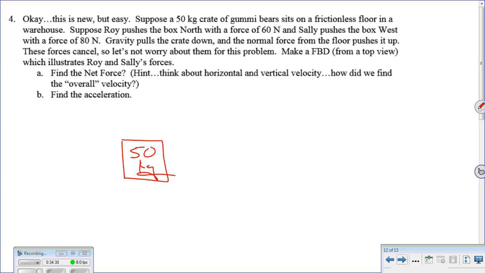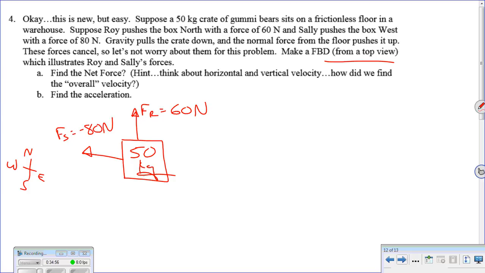So what we're going to do is we're going to make a top view free body diagram. So we're going to have north, south, east, and west. And then down would be like into the board, and up would be out of the board. Does that make sense, you guys? Okay. So in this one, Roy's pushing north with 60 newtons. Sally's pushing west with 80 newtons. And then there's gravity and normal force, but those cancel, so we don't care about it.